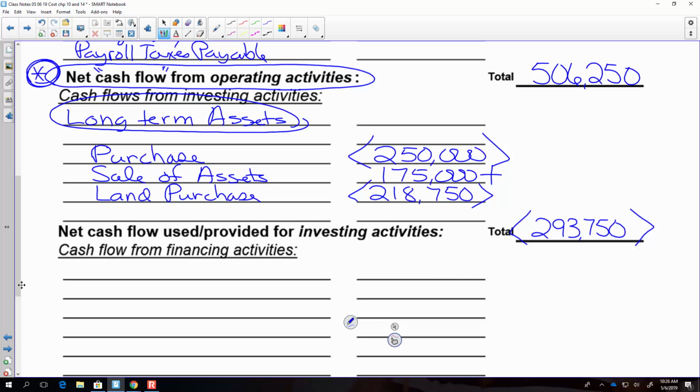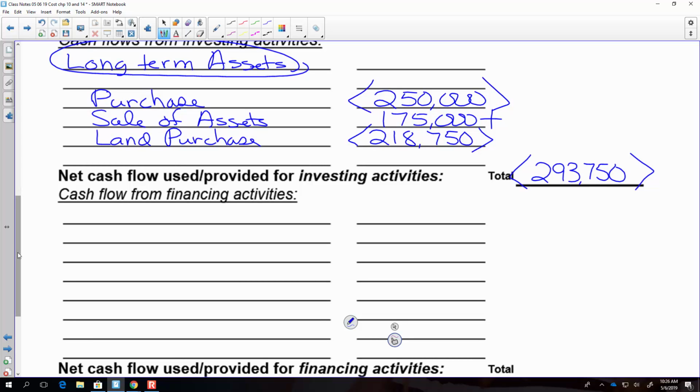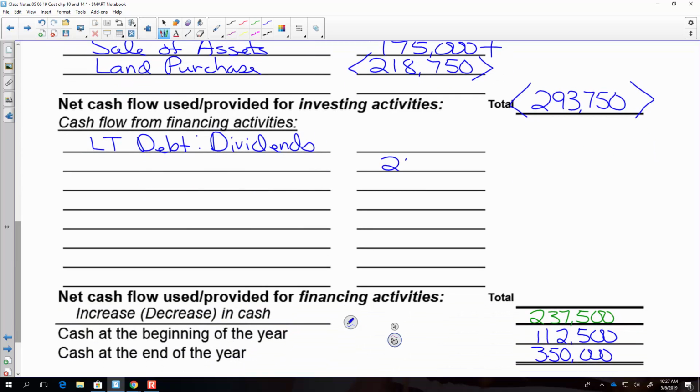All right. Now to our finance section. Long-term debt is what appears here, and dividends appear in the finance section. We only have one long-term debt, that's the mortgage. What happened? Did it go up or down? Up, right? That's a positive cash. Issued mortgage.